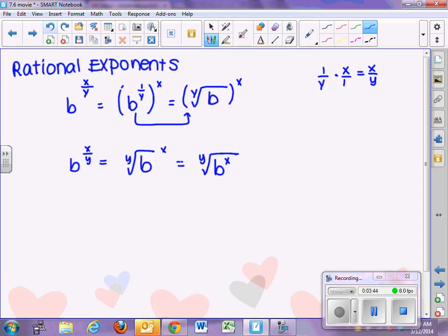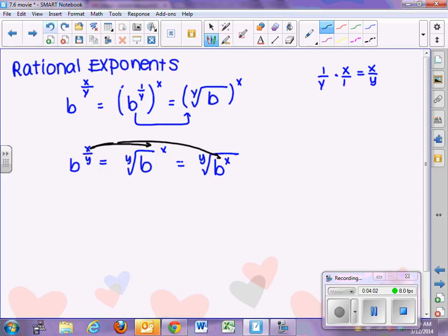So the way I think of it is that this number is higher, this x, and that's the one that you're raising to a power. You're raising it to the x power, and y is underneath. It's like underneath the ground, so it's the root.